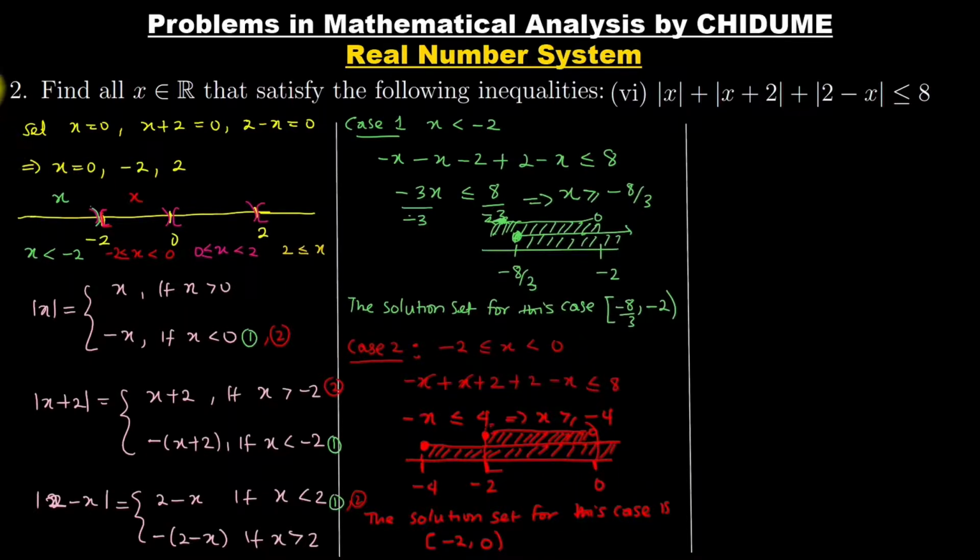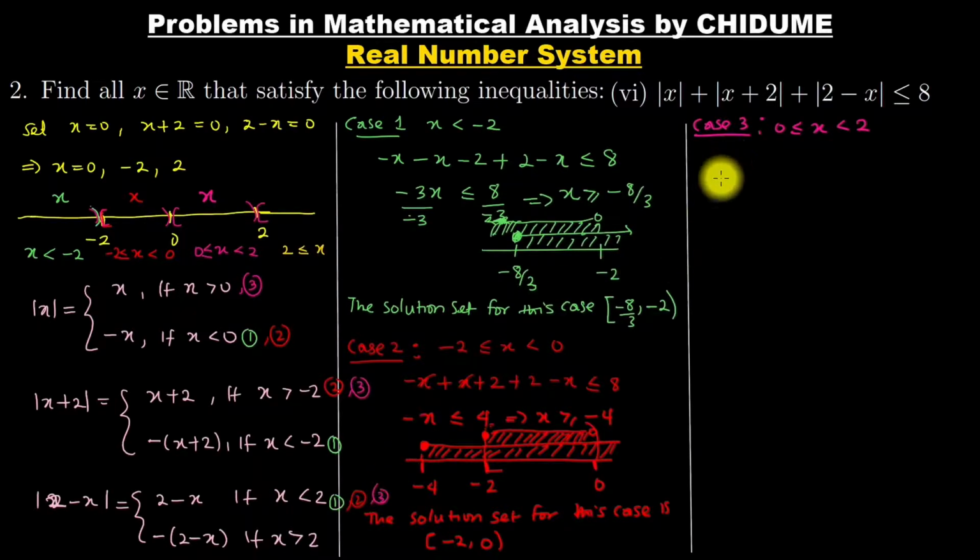So let's move on to the third case. For case 3, we want to consider the region where 0 is less or equals to x and strictly less than 2. So if x is greater or equals to 0 and strictly less than 2, we are looking at this region here. Definitely x is greater than 0 and x is greater than negative 2, but x is strictly less than 2, so we still look at this third condition here.